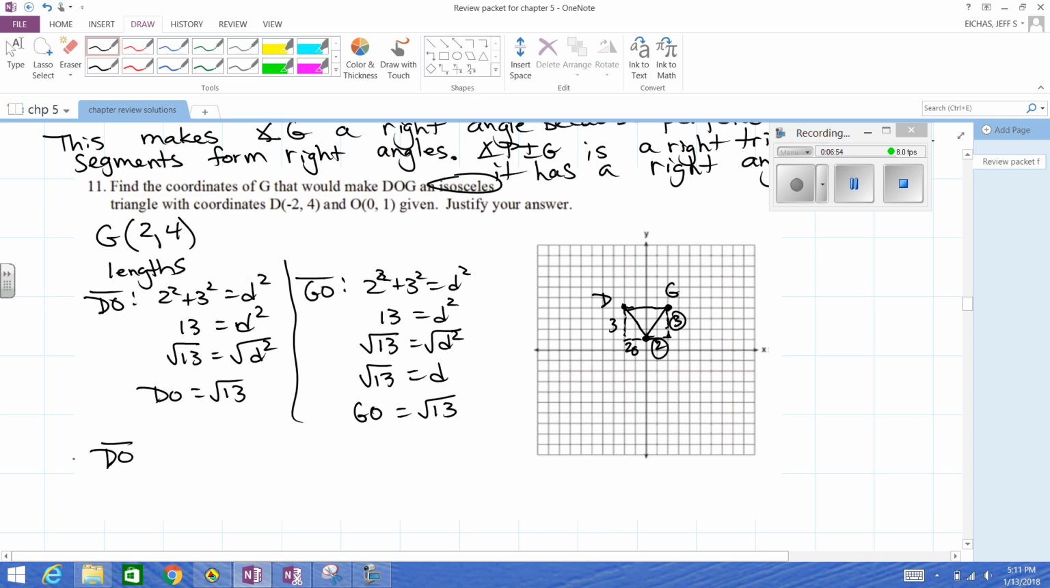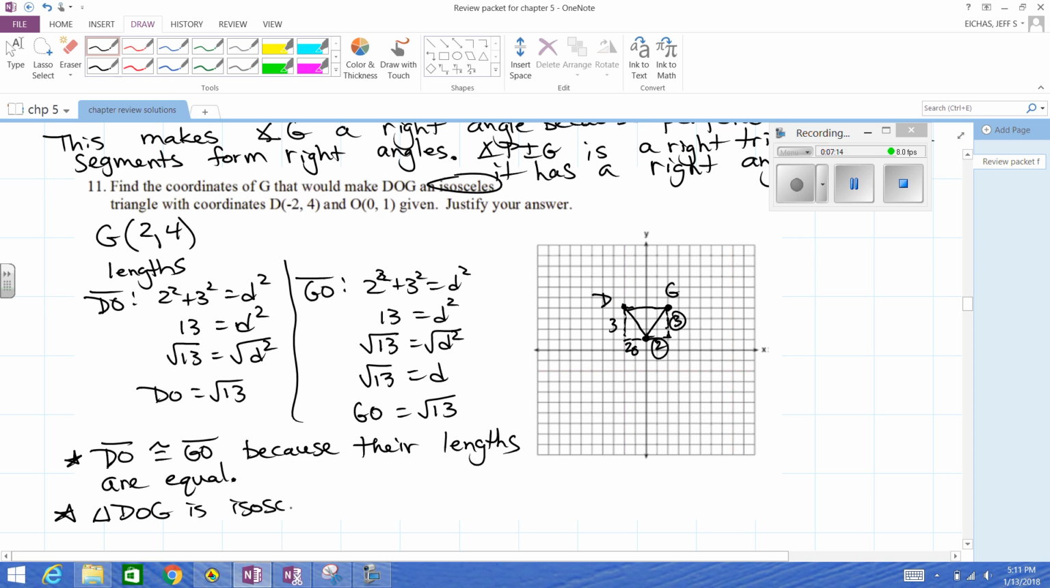My claim is that now DO is congruent to GO, and that's because their lengths are equal. That gives us triangle DOG is isosceles now because it has two sides that are congruent. So that's our justify. It's kind of a proof, but again, I don't want to take any risk, so I make sure that I get everything done that I'm supposed to.